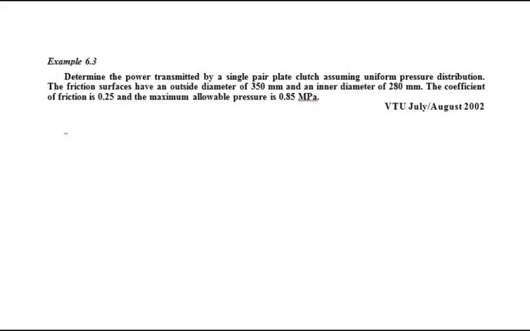Today I am teaching you Design of Machine Elements 2. In that one, the single plate clutch. This is a problem: determine the power transmitted by a single pair plate clutch assuming uniform pressure distribution. The friction surface has an outside diameter of 350 mm and an inner diameter of 280 mm. The coefficient of friction is 0.25 and the maximum allowable pressure is 0.85 megapascal. This is given in VTU August 2002.